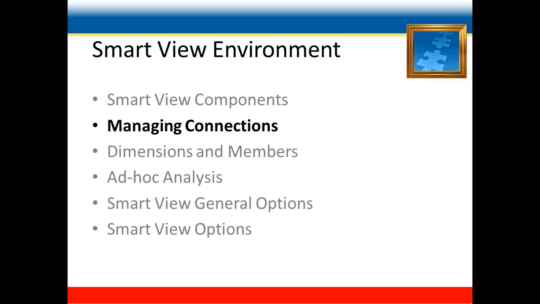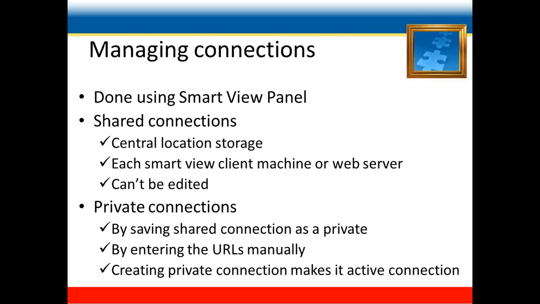Let us see how to manage connections in SmartView. This is done using the SmartView panel again. We can see a couple of buttons there, one each for shared connection and private connection. Shared connection will basically have a centrally located file which will contain a URL in it, to which we later connect using shared connection. This file can also be installed on each SmartView client machine or on a web server. So if we install this file on a web server, we will require HTTP access to this file.